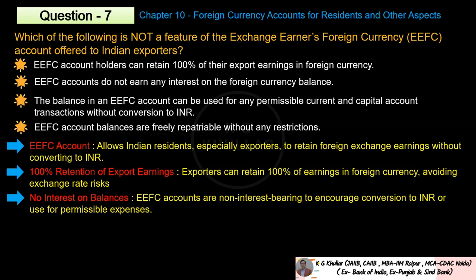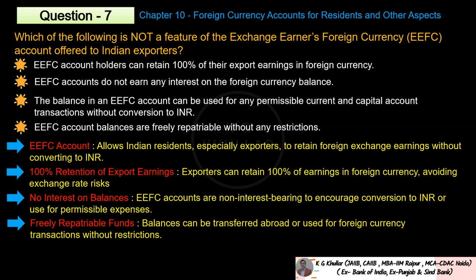Then second is EEFC account does not earn any interest on the foreign currency balance. Now, this is nothing but our option B. Friends, unlike other types of accounts, EEFC accounts are non-interest bearing. Now, this policy encourages account holders to convert the funds into INR at any good time or use them for permissible expenses rather than simply holding larger sums of foreign currency for long periods.